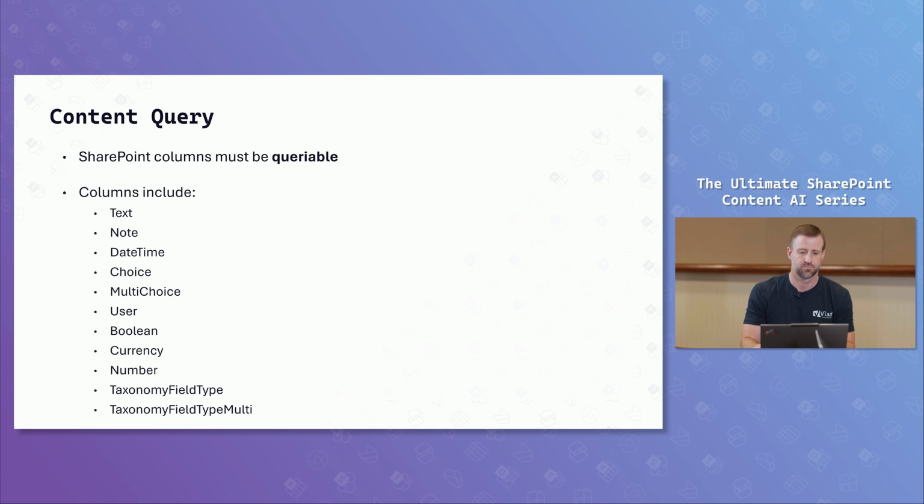The columns that work for this are going to be your main column types. So your text, your note, which is a multi-line text field, your date, your people, your choice columns. These are actually the internal names of the column types that you'll be working with. But when you say add column, these are going to be the set ones that you get to work with. The big one, really nice to have, is going to be the managed metadata or taxonomy fields. You are able to use Content Query for those as well.